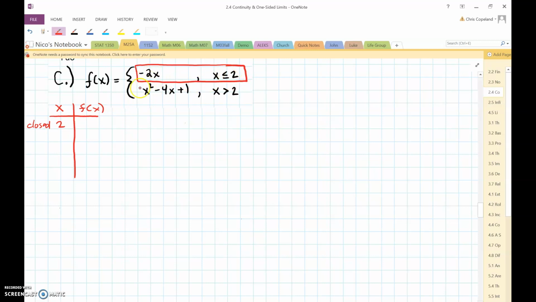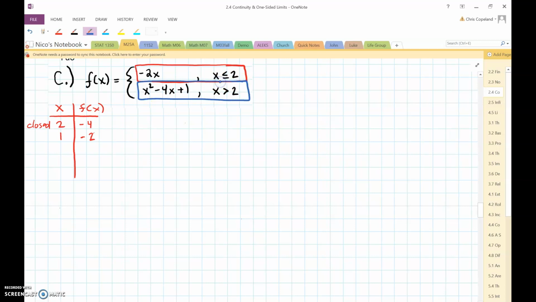So when I plug 2 into this function, I get negative 4. Then the next point I'm going to pick, I have to pick a point that's less than or equal to 2. I've already done 2. The next point that would be less would be 1. Plug 1 in, I get negative 2. Since this is a linear function, 2 points is fine. Let's look at the next piece of the piecewise function.